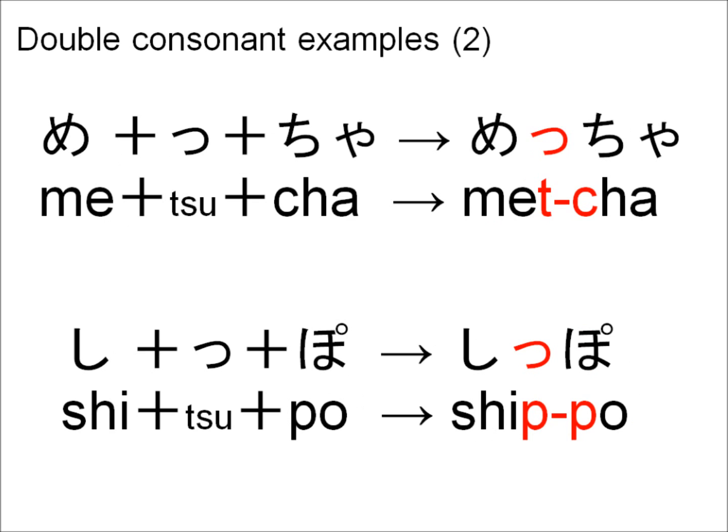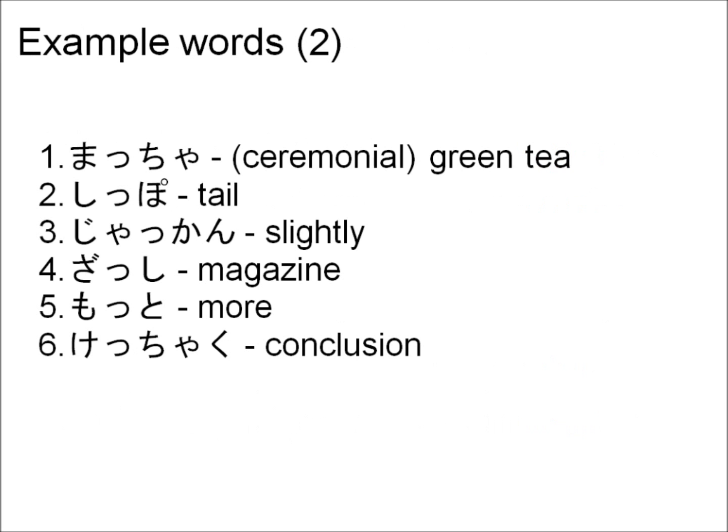In the top example, cha is considered to be a T consonant sound, so the T is pronounced at the end of the first character to produce the sound metcha. Similarly, in the bottom example, the P sound is pronounced at the end of the first character and is pronounced shippo. Here are some example words using the double consonant sounds. Matcha, shippo, jakkan, zasshi, motto, ketchaku.